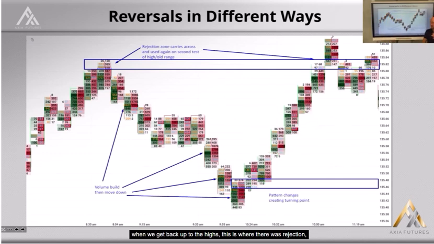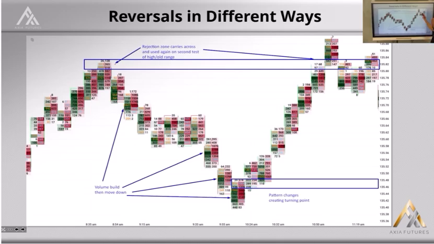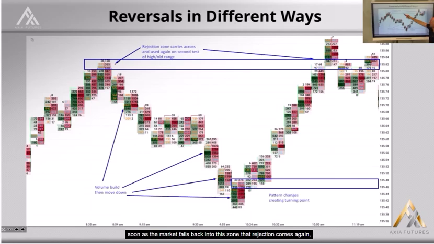Note as well, when we get back up to the highs, this is where there was rejection. Not a great deal of willingness to trade at these prices. The market comes up and trades almost straight through. So in doing that, you've set up the breakout. But with that breakout not coming, as soon as the market falls back into this zone, that rejection comes again. Not willing to trade up here. So without a willingness to trade in that zone, the market then falls back once more.